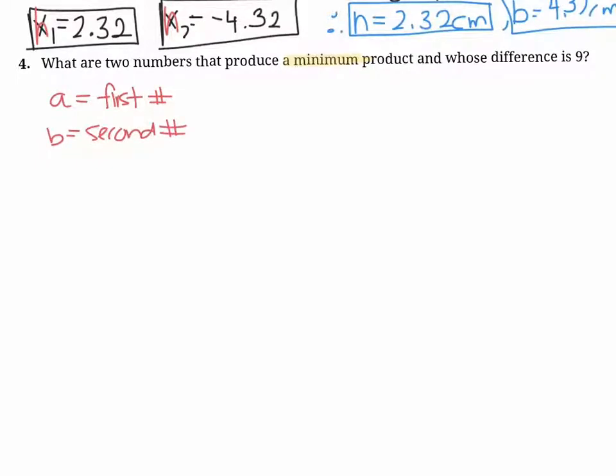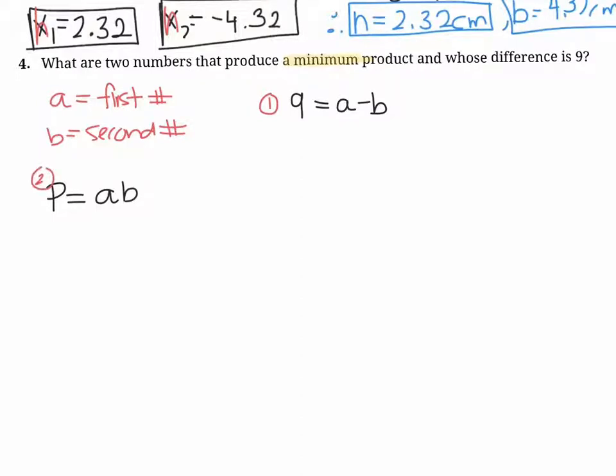So now we've got variables defined. We've got a and b. So let's come up with some equations. We're looking for a minimum product. The product we know is created by multiplying the two numbers. The other thing that we're given is that their difference is 9. So 9 must be the two numbers subtracted from each other. That's our first equation, and here's our second equation.